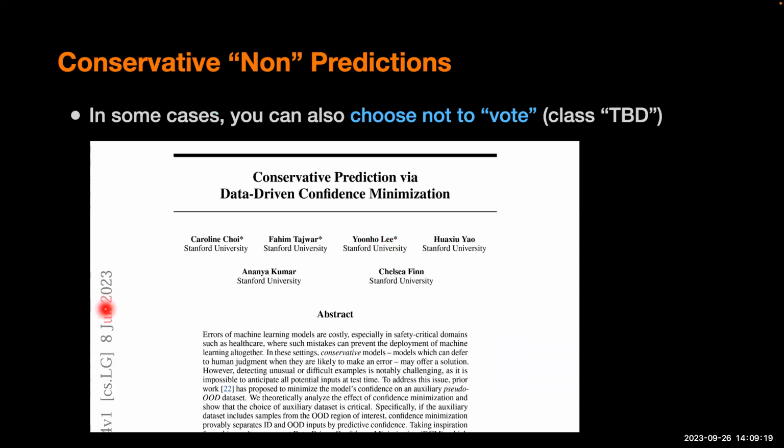This paper came out in June of this year. Largely, I was just made aware of this work at a recent conference. So this is something called conservative prediction on confidence minimization, meaning that you should only vote when you are really confident.